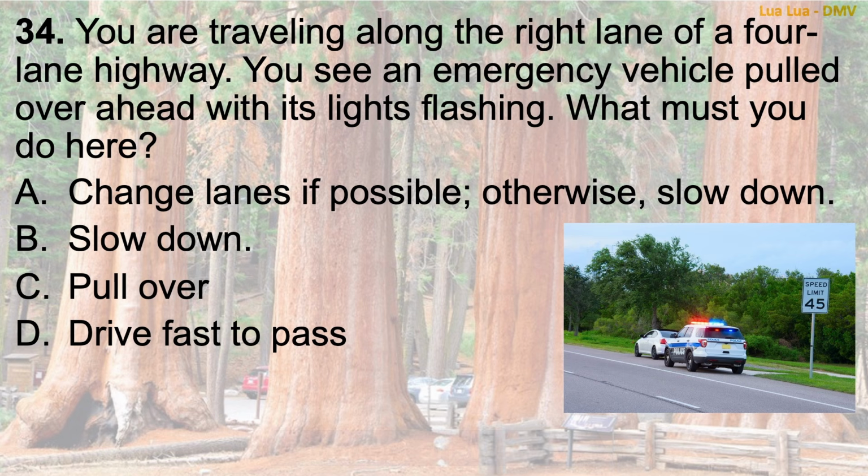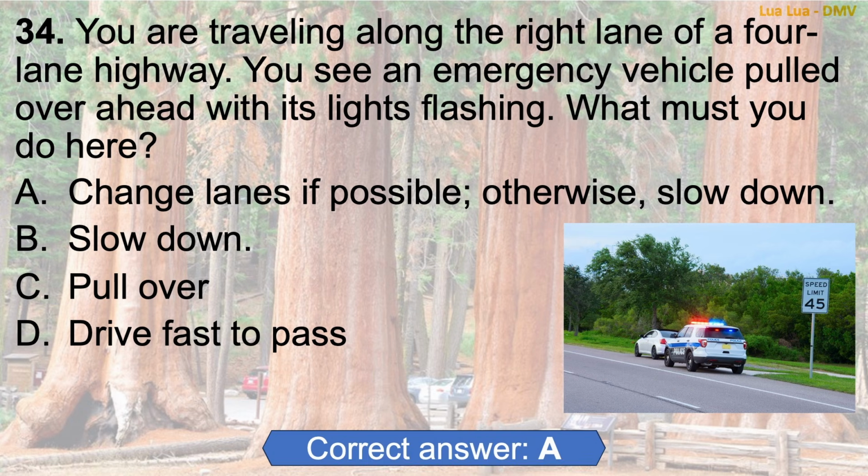Question 34. You are traveling along the right lane of a 4-lane highway. You see an emergency vehicle pulled over ahead with its lights flashing. What must you do here? A. Change lanes if possible, otherwise, slow down. B. Slow down. C. Pull over. D. Drive fast to pass. The correct answer is A. Change lanes if possible, otherwise, slow down.